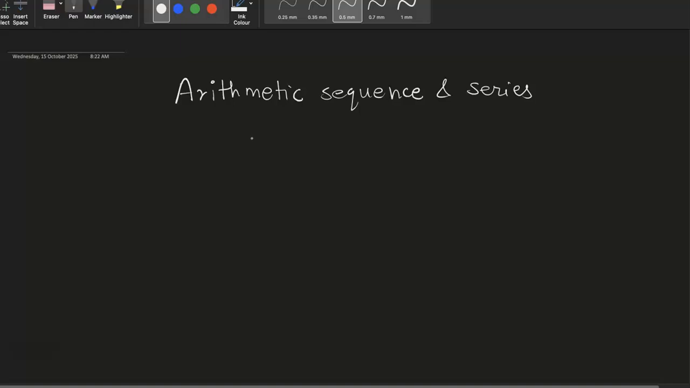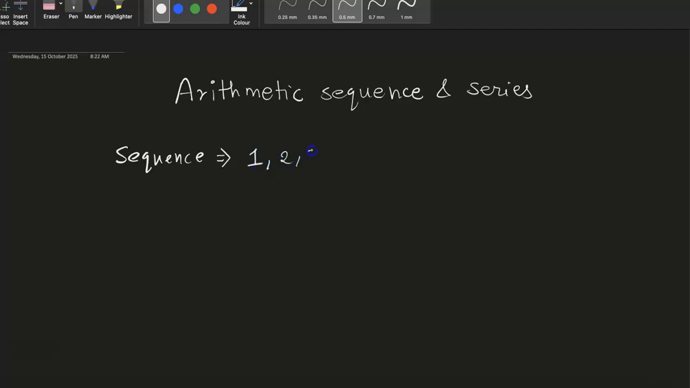In this video, we are going to talk about arithmetic sequence and series. So what is a sequence basically? A sequence is a collection of objects, mathematical objects in particular. For example, numbers like 1, 2, and 3. It is a collection of objects.